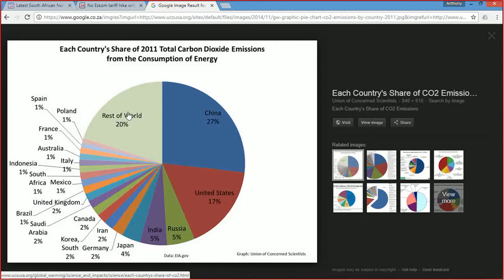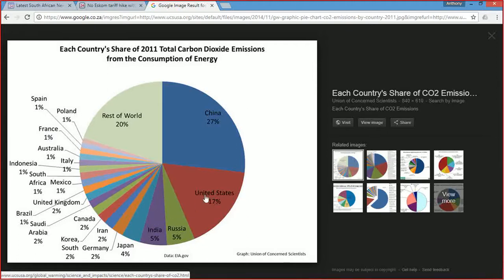Right, here's each country's share of the 2011 total carbon emissions. On this diagram, see, there's Africa. We're one of the biggest. On this pie chart, obviously 1% would have been quite a large, substantial portion. And then the rest of the world, see, forms up the other 20%. Those are all the other hundreds of countries that make up the rest of the world. Do you see that? Yes, sir.